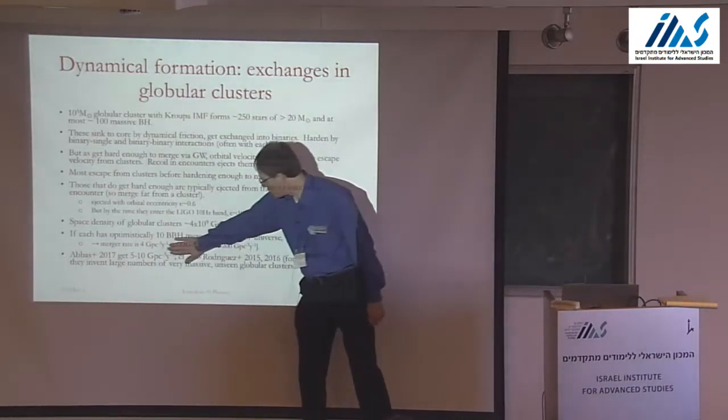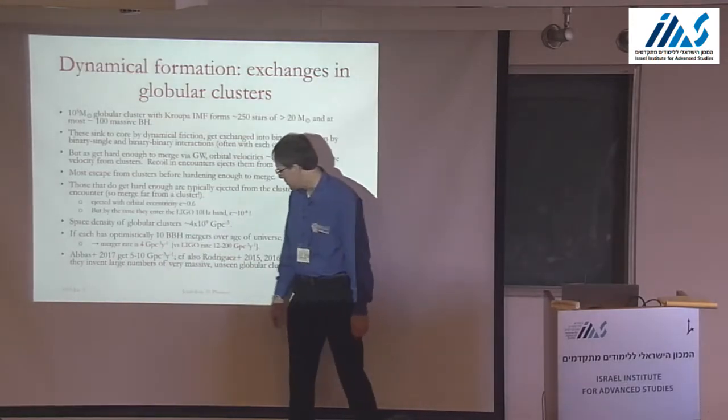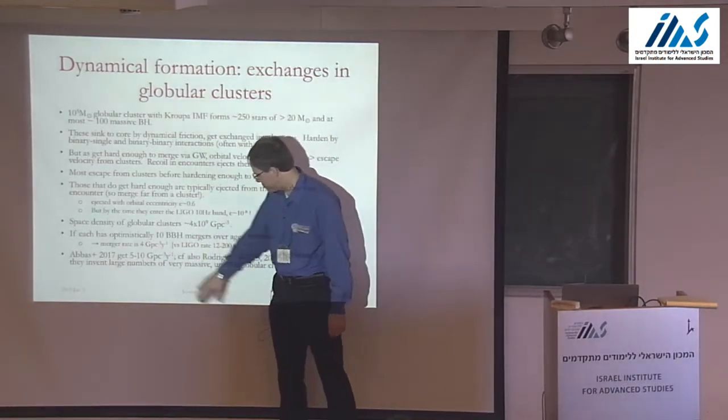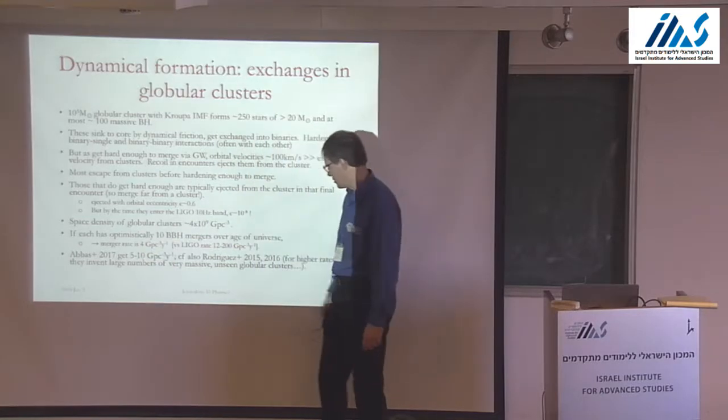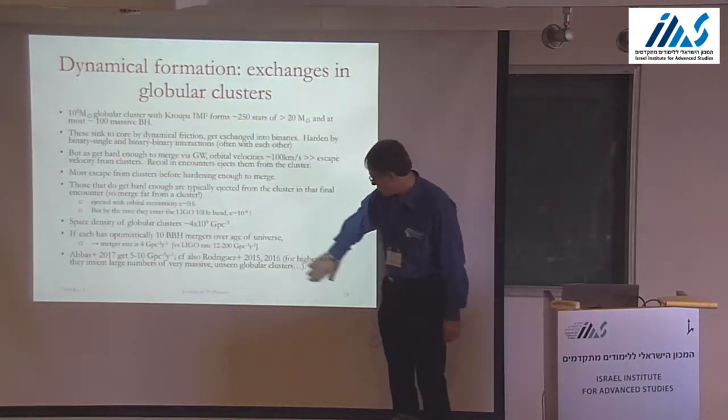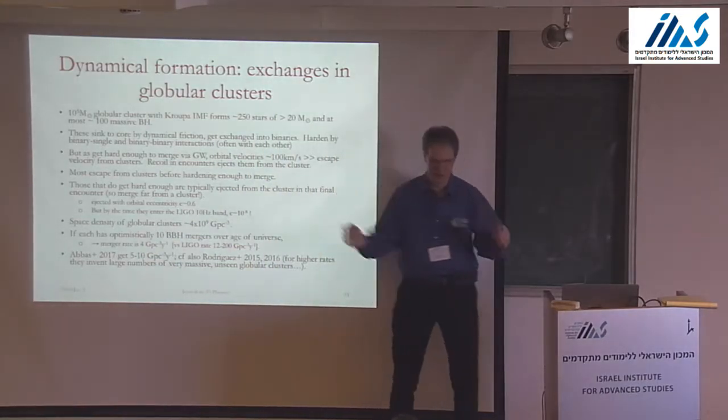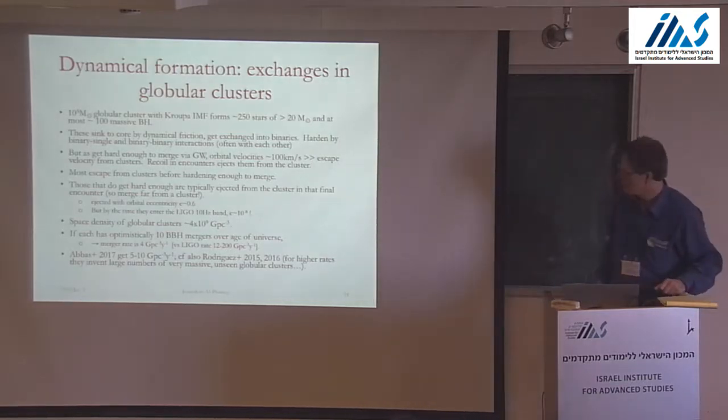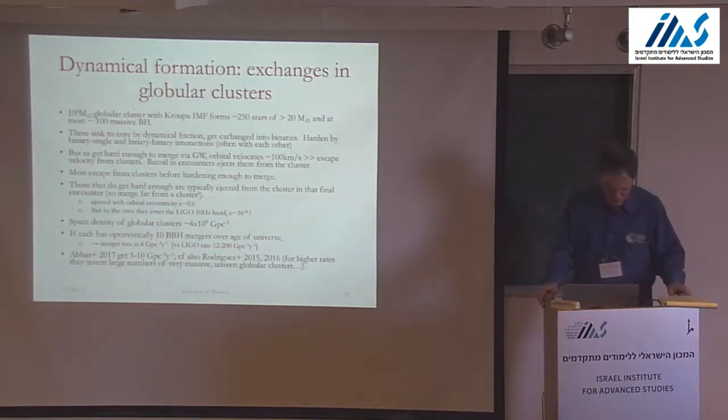So there's this nice paper by Abbas and others in 2017 who did work with the globular clusters, and they worked pretty hard. They could get 5 or 10 maybe. Rodriguez et al. had some of the versions with piles of 10 to the 7 solar mass dense clusters in every galaxy that we haven't seen yet, and then we can explain the LIGO rate.